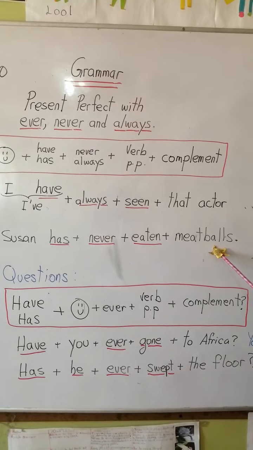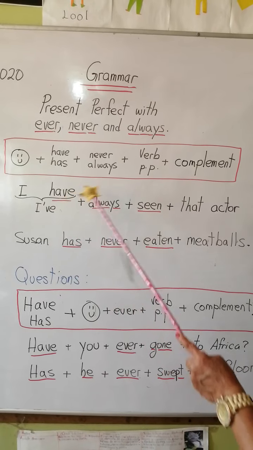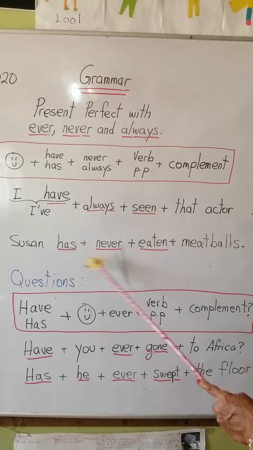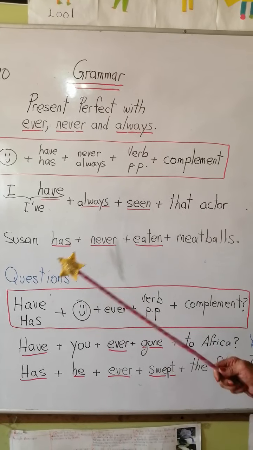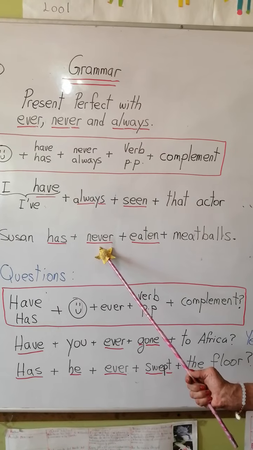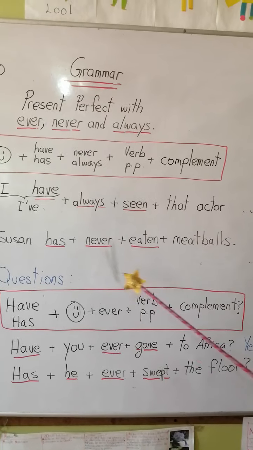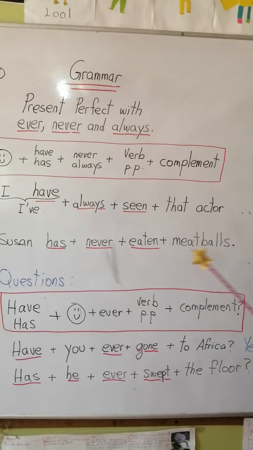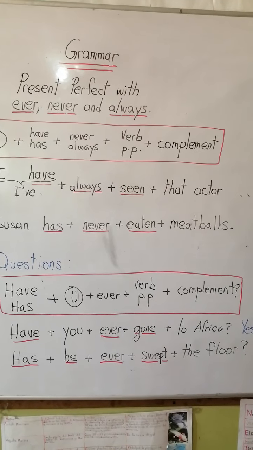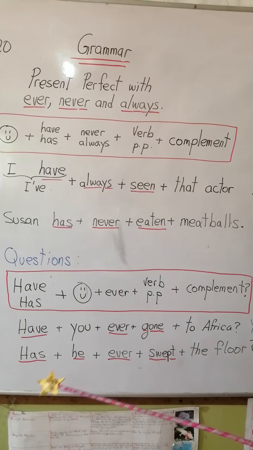Okay, can you see that we write first have or has and then the adverb? Here we have a negative because never is a negative word. Susan has never eaten meatballs, okay? Susan nunca ha comido albóndigas.